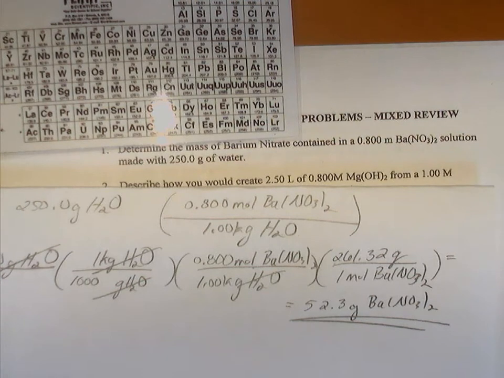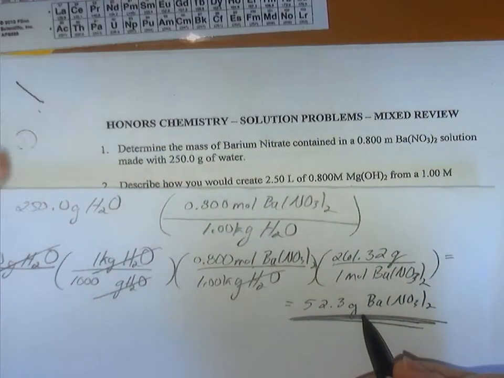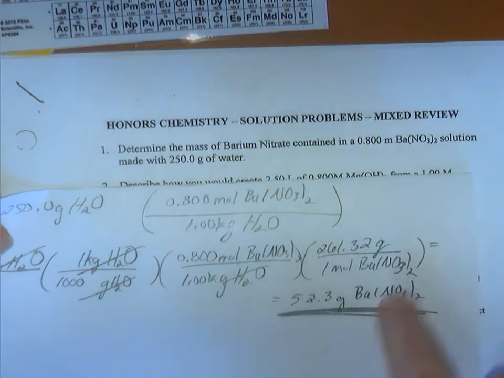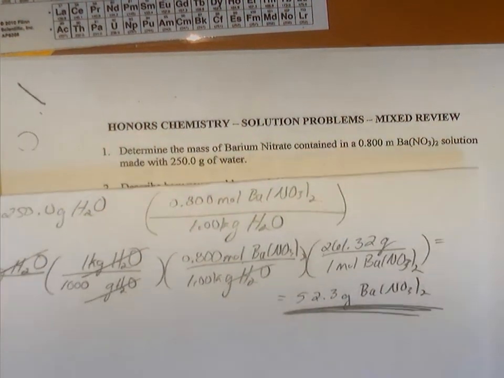I always like to do my math twice because it's so easy to make a misstep in your calculator. And yep, there's our answer. And that's reasonable. Given that amount of solvent and that molality, that definitely is a reasonable answer. So there's number 1 for us.